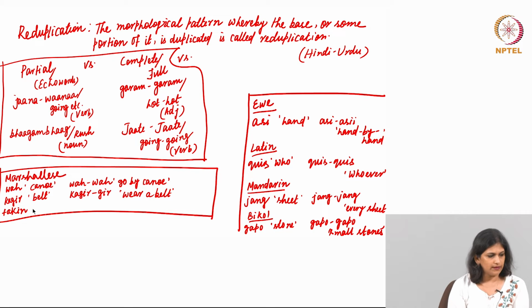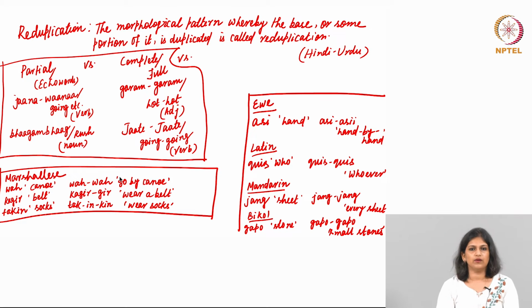So, takin here means socks, and when it is reduplicated, we have takinkin. It is something like this: tak, in, then kin. So, here it is a little tricky to identify which one has actually been reduplicated. So, tak, in, kin. There are 3 morphemes you see over here.